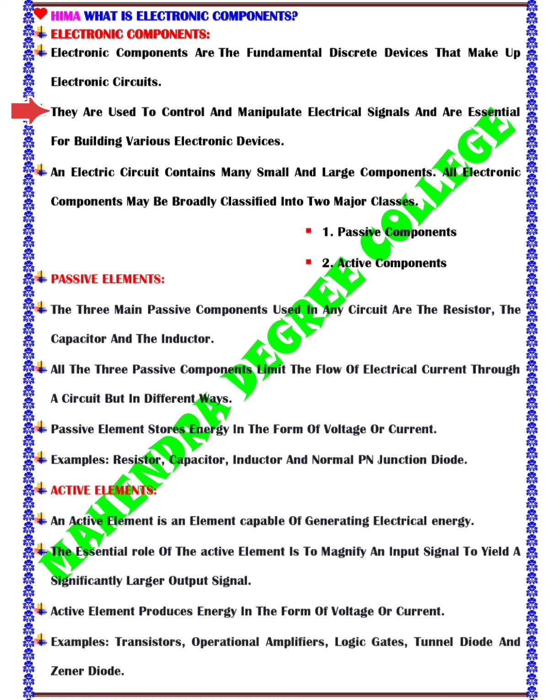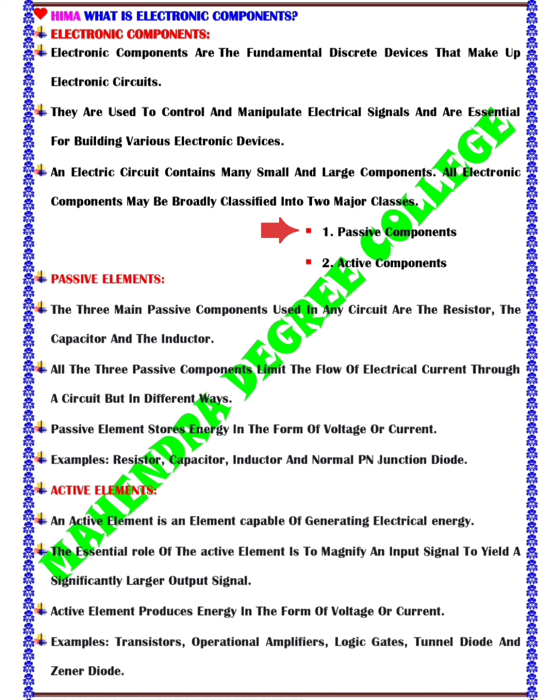They can control the flow of electrons in an electronic system or electronic circuit. Electronic components are very small, so they are easy to carry from one place to another. The cost of electronic components is also low. Electronic components consist of two or more terminals. An electric circuit contains many small and large components.